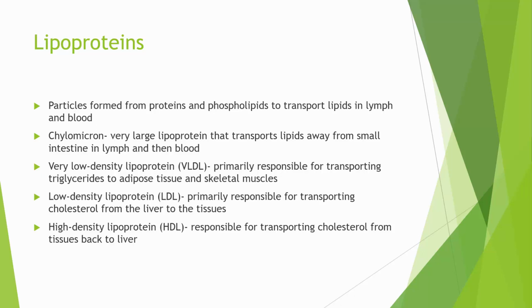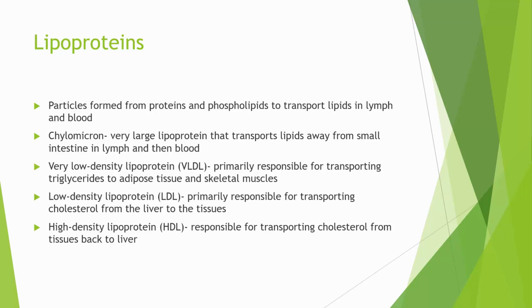So what are our lipoproteins? These are particles that are formed from proteins and phospholipids to transport lipids in the lymphatic system and blood. And so you've probably heard of some of these lipoproteins, even if you don't realize you've heard those terms. Our LDL and HDL, when we talk about types of cholesterol, those are types of lipoproteins. So chylomicron is a very large one that's really transporting the lipids away from the small intestine in the lymph system and eventually to the blood. And chylomicrons are actually pictured on the page that we just looked at.